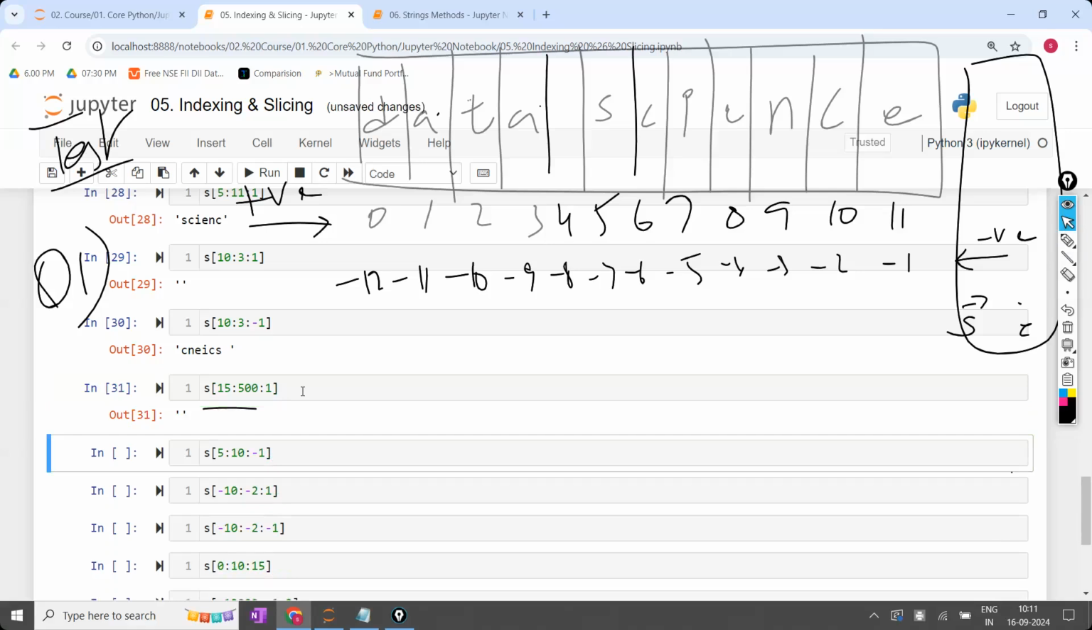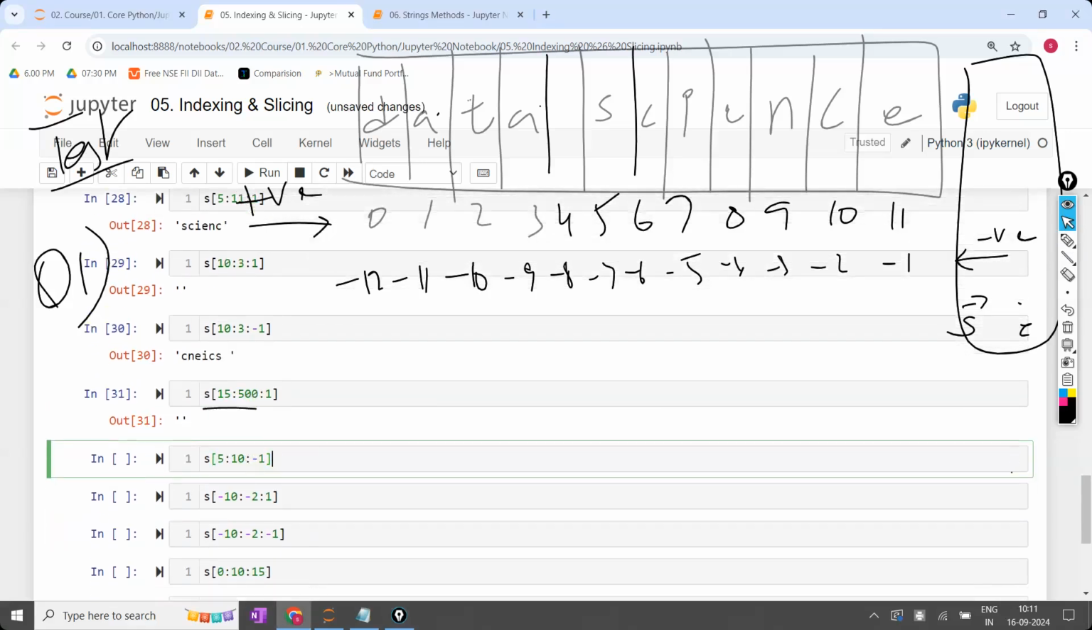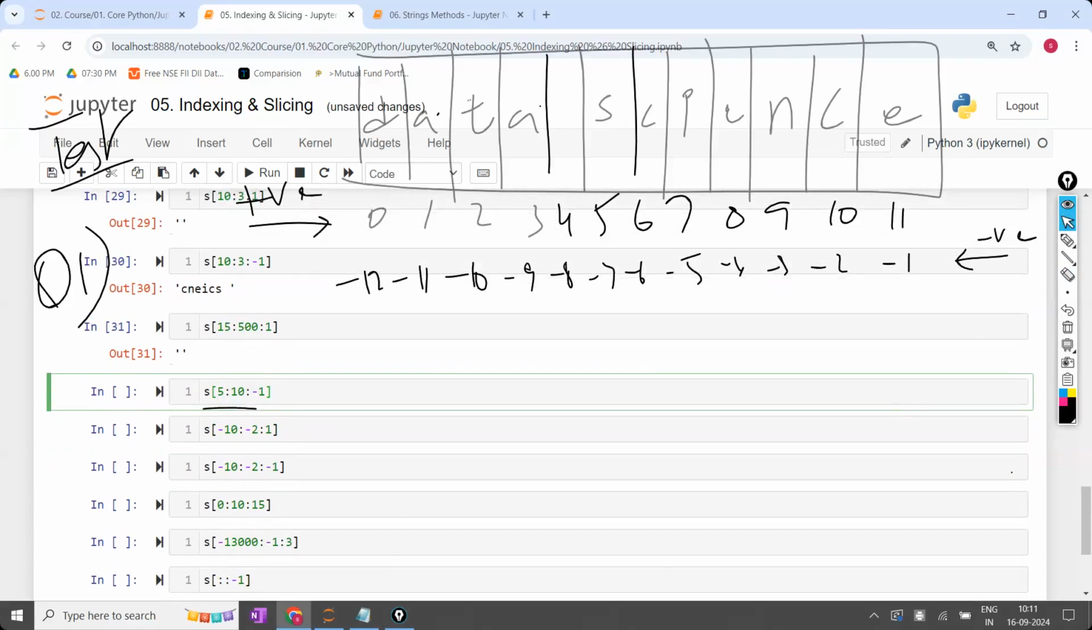Not even one character is there inside. Now, whoever has written the answer as empty string in your notes, make a tick mark. Whoever has not written empty string as the answer, make a cross mark. And don't cheat yourself by writing the answer now.